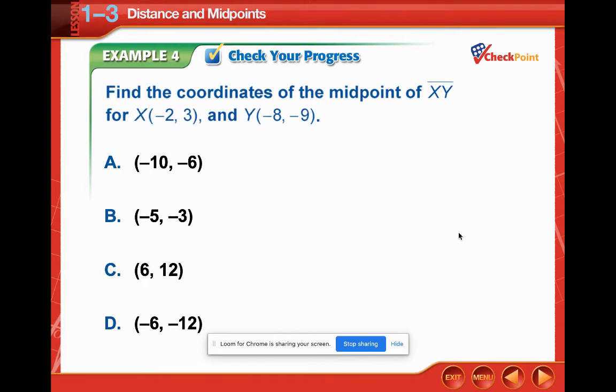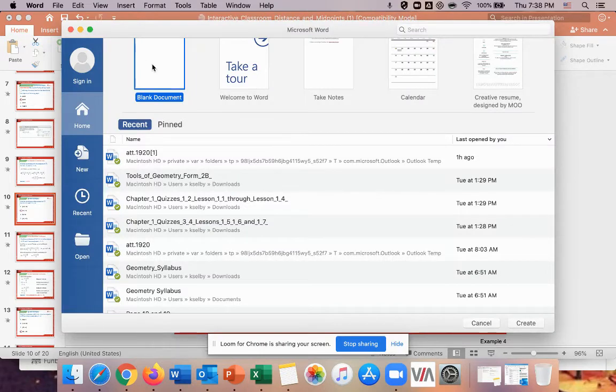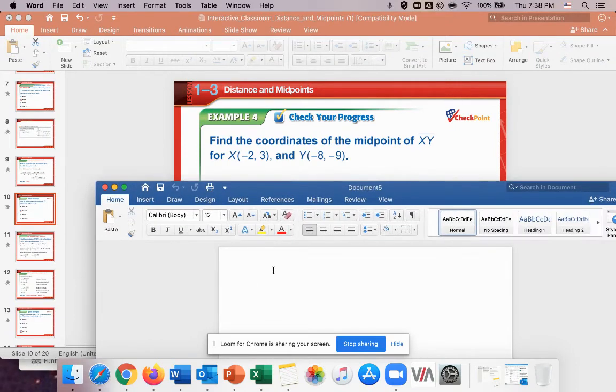All right. So for this one, you need to set this up. Hopefully you got the correct answer. It is -5, -3. So for this, I'm actually going to jump in here and make this. Okay. So we got -2, 3. And we've got -8 and -9. I would say one of the biggest problems students have is copying down the problem correctly.